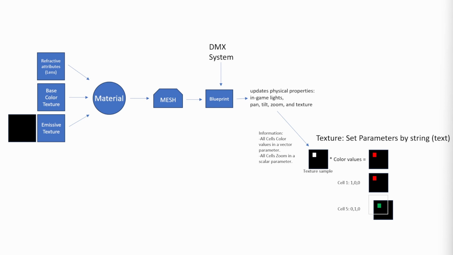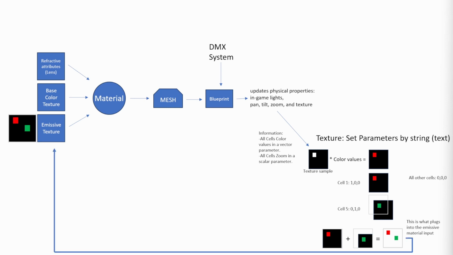And then cell 5 might look like this. So the emissive texture is offset and moved so that it hits a different cell. And then you can multiply that by a different color. And so if we add these two resulting textures together, we get the look that we want to output onto the fixture. So all the other cells are receiving a signal, but it's a value of 0, 0, 0, so nothing lights up. And so this texture is what plugs into the emissive materials input. And that emissive texture turns from all black to now this red and green.